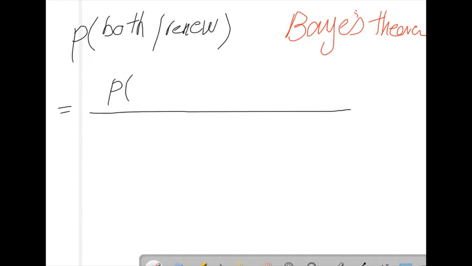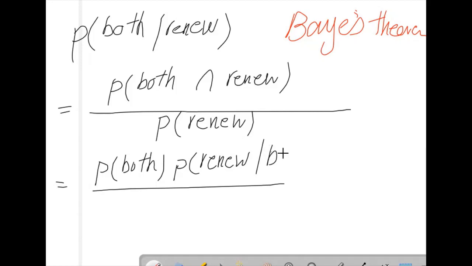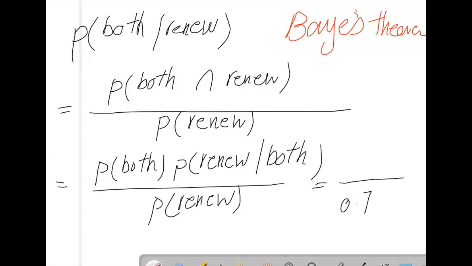So it's the probability of both and renew, over the probability of renew, and according to the multiplication rule it's the probability of both multiplied by the probability of renew if we have both. The probability of renew is 0.765, and the probability of having both is 0.2, and the probability of renewing if you have both is 90%, which is 0.9. So the result is 0.235.